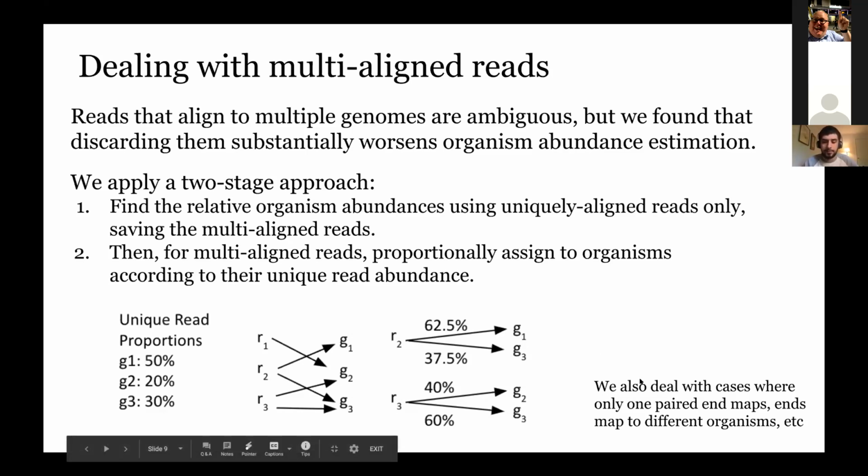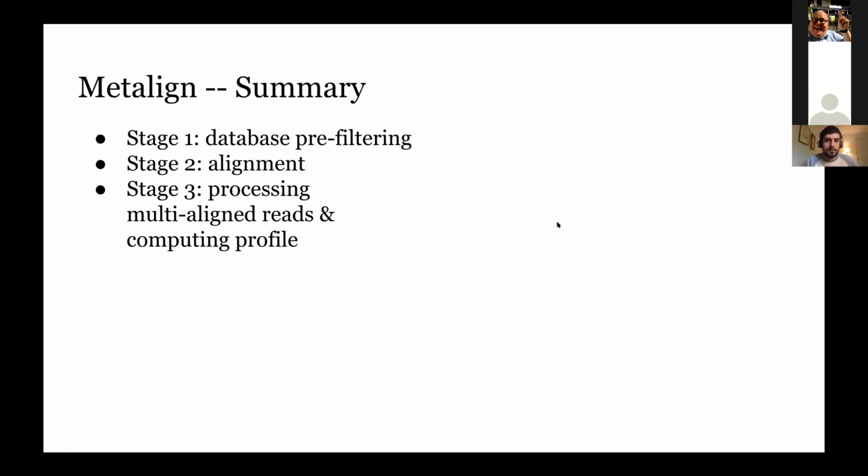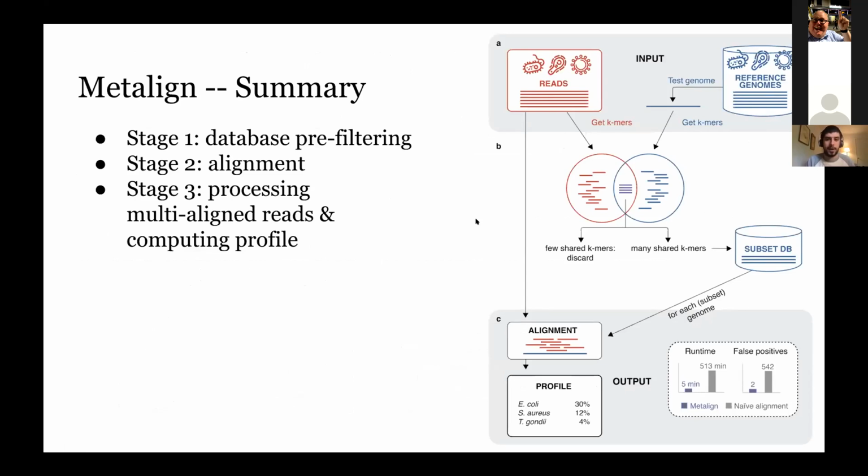And then I sort of parenthetically noted here that we also deal with all sorts of things that can happen with paired end reads, like one end maps and the other one doesn't, or one end maps to one organism and then the other end maps to multiple, and so on. So we deal with those, but I've left out the boring details of that. Okay, so we deal with these multi-aligned reads, and then we produce our output profile.